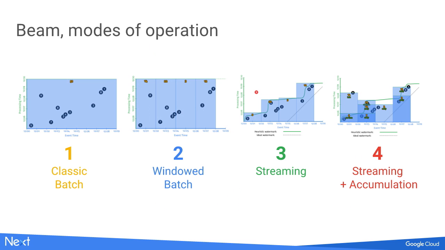Beam is actually, again, pretty cool. It has 4 main modes of operation. Very classically, a big batch job, the ability to do windowed batches if you want to do it by time or by data set sizes. You can also do things like streaming, again, out of the same code base, or streaming plus accumulation, which is a little bit in the weeds, so we won't spend a ton of time on it.